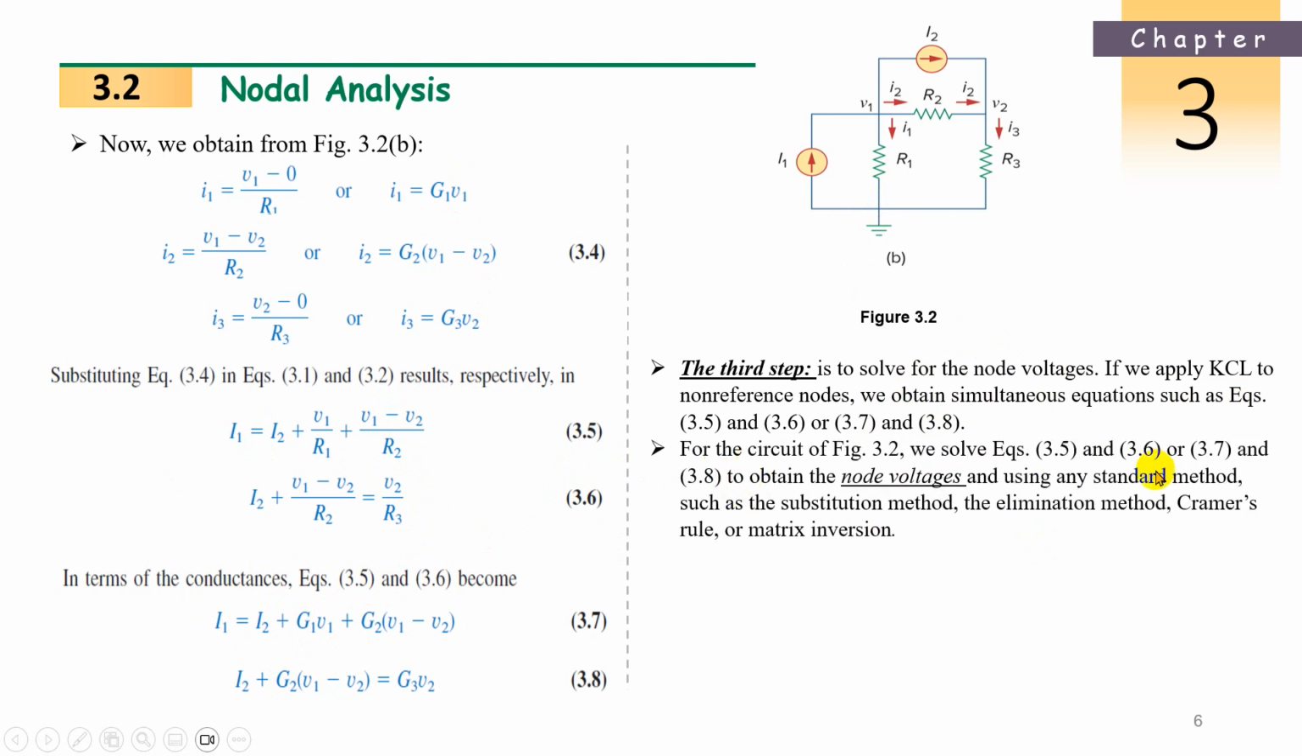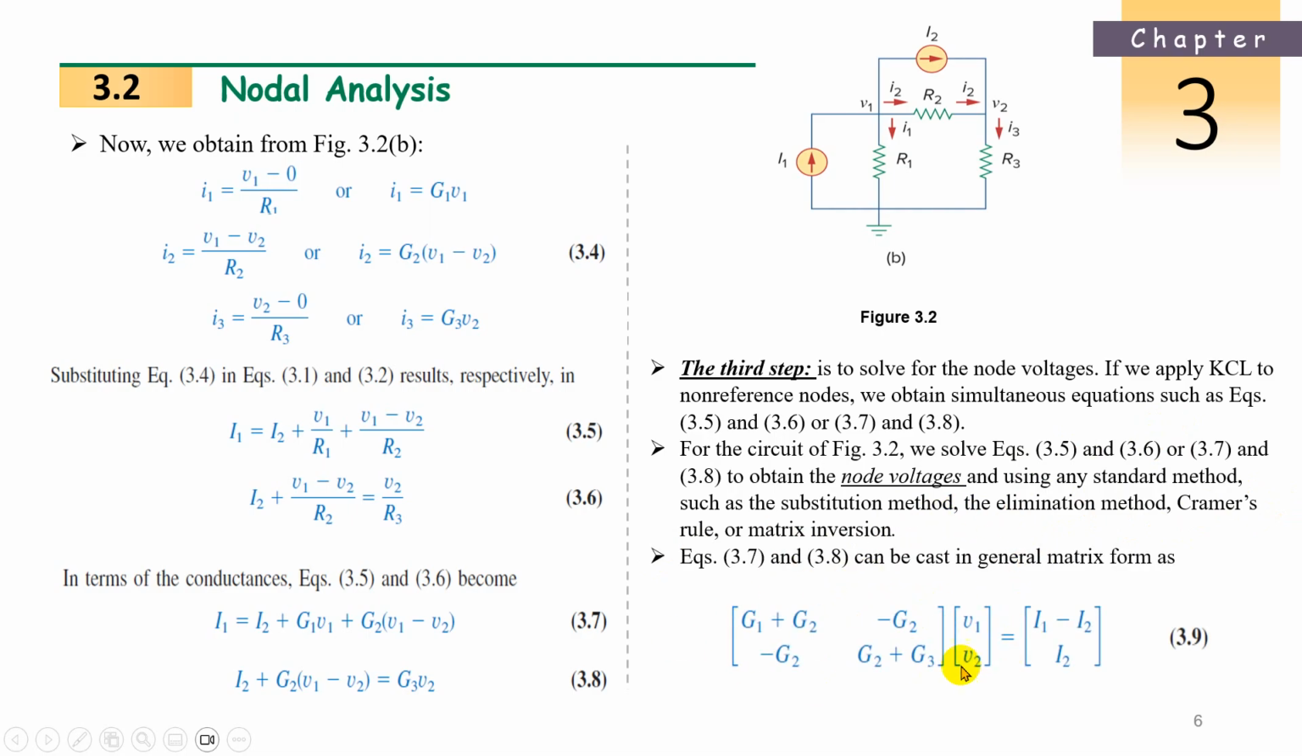Node voltages can be found using the standard methods, such as the substitution method, the elimination method, Cramer's rule, or the matrix inversion method. We have two methods here: the elimination method, or standard method, and Cramer's rule or the matrix inversion method. We will study both. This is called the matrix method.